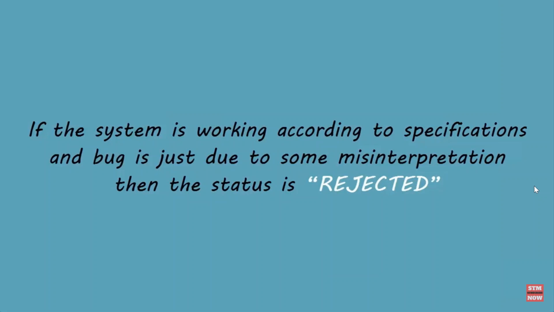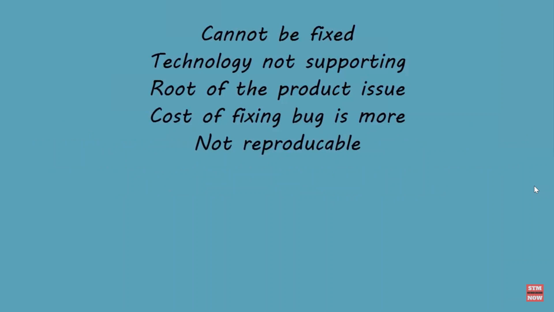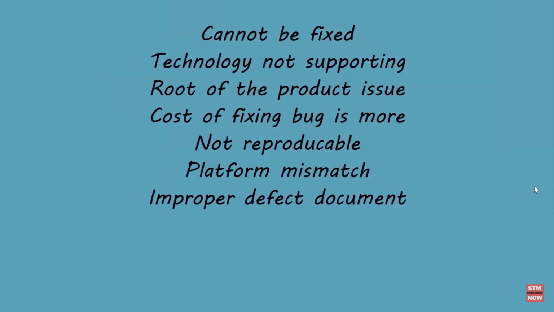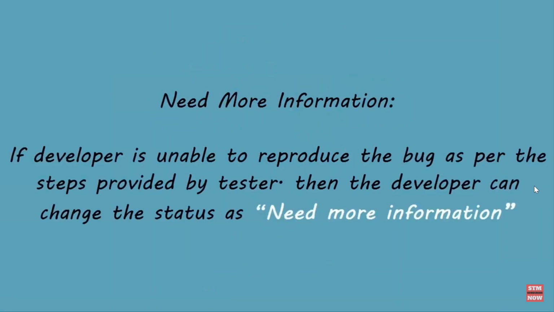Some other states of bugs are cannot be fixed, technology not supporting, root of the product issue, cost of fixing bug is more, not reproducible, platform mismatch, improper defect document, data mismatch, build mismatch, inconsistent defects. Need more information.